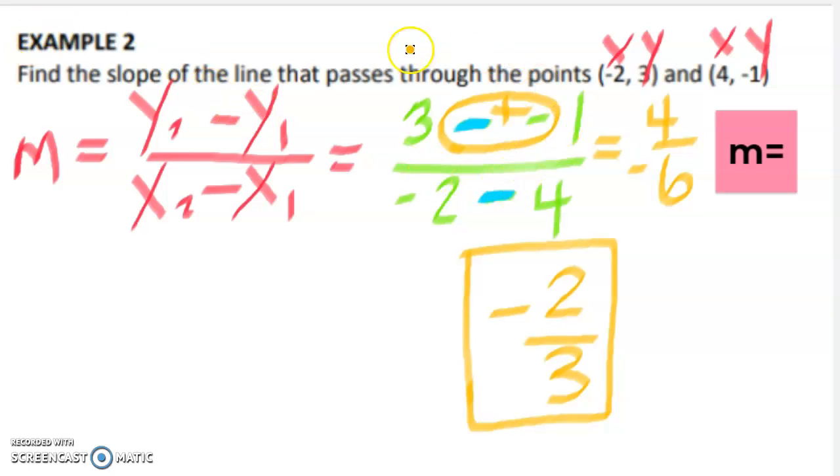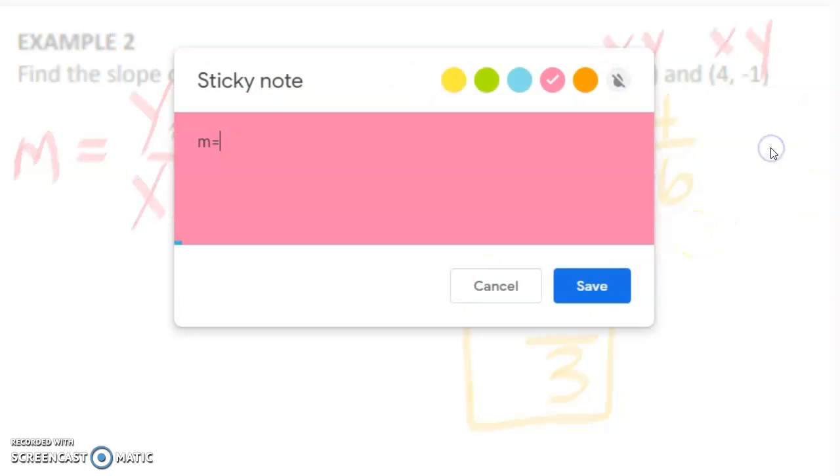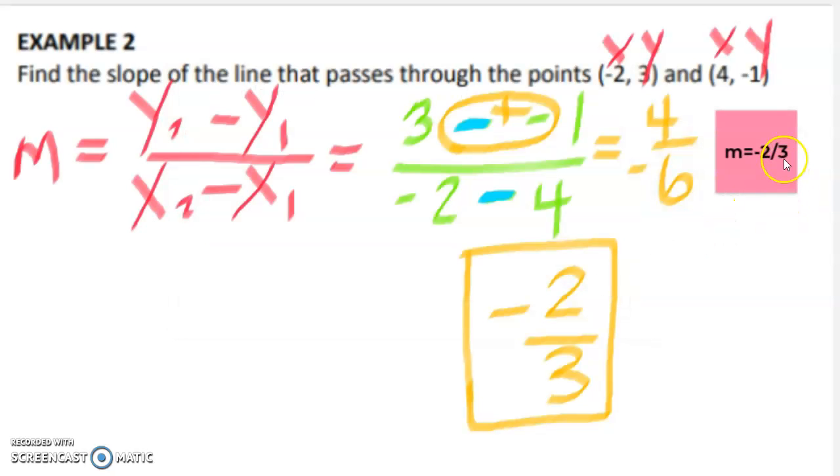Okay, if you're going to use Desmos, you can just type this in as you see it, right? You can type in 3 minus a negative 1 on the top of your fraction, and you can type in negative 2 minus 4 on the bottom. But the downfall about Desmos is that it's going to give you a decimal. So I would work out the top of my fraction first, I would work out the bottom of my fraction second, and then I would simplify. Okay, so let's double click here so we can type in our answer. Negative 2/3, hit save, and we are done with example 2.